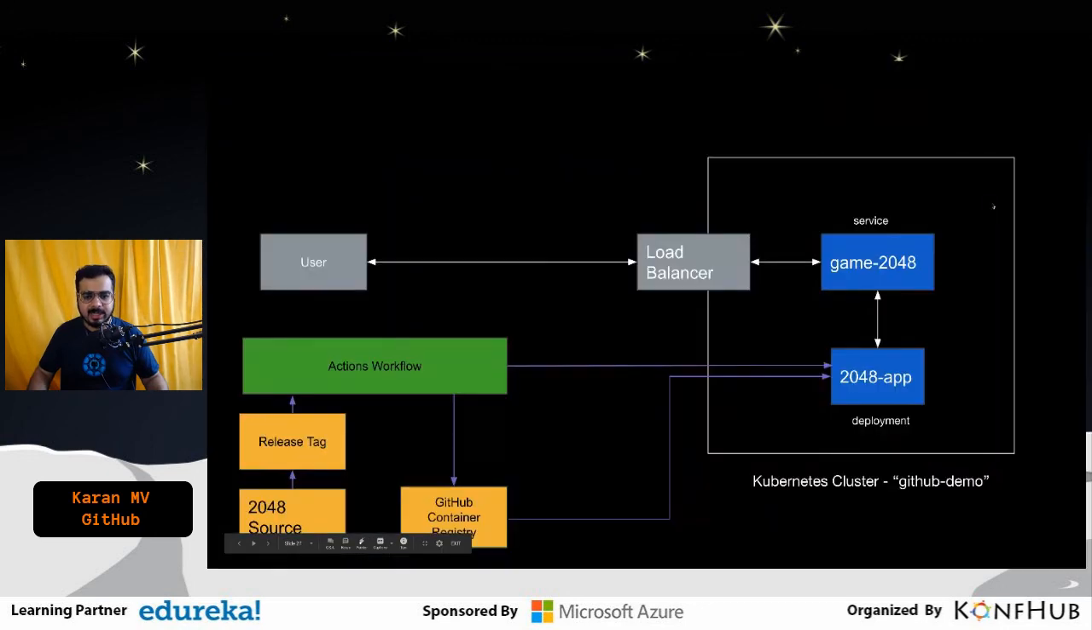So basically, again, what we did over here was we had our 2048 source, we released a tag, and then it ran an actions workflow, which was pushed to the GitHub container registry. It updated my 2048 app deployment, which was again picked up by the game 2048 service, which was exposed through a load balancer, which we accessed. So all of this is what happened with just one workflow file and a simple deployment.